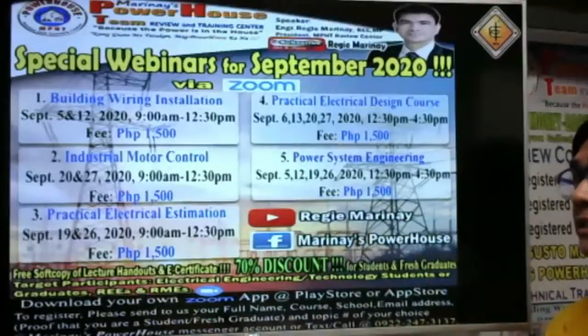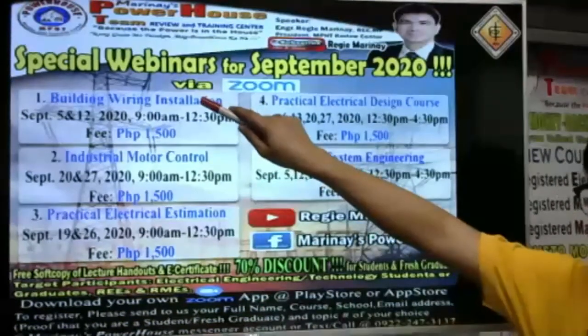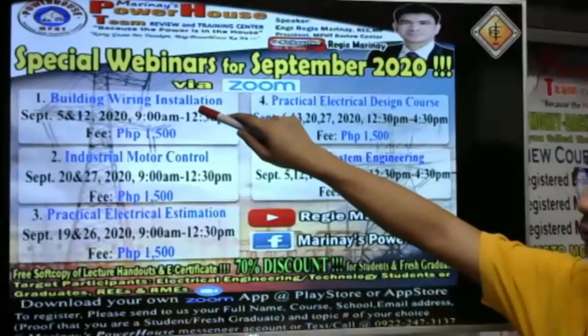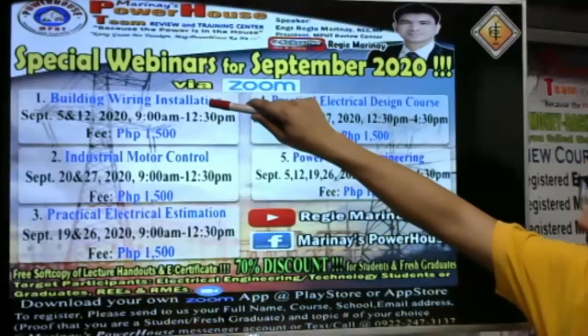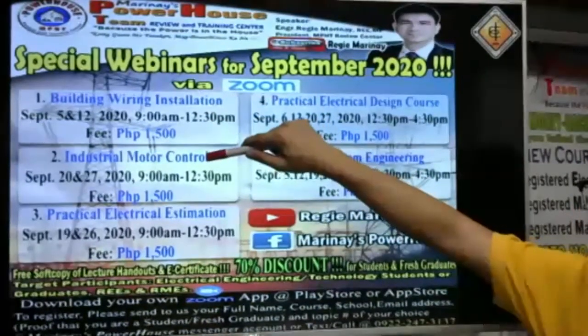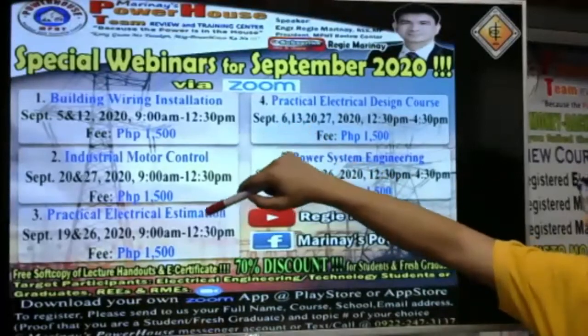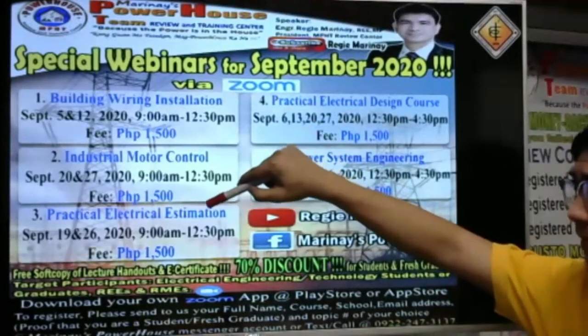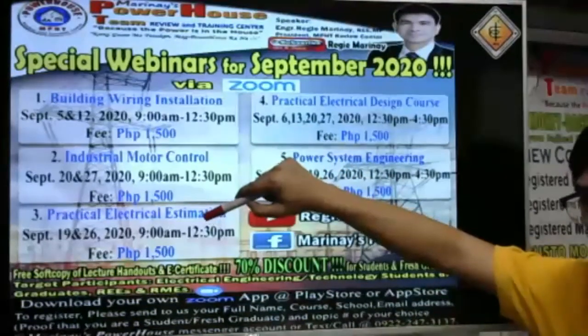Magsisimula po kami this coming Saturday. We will start this Saturday particularly on our building wiring installation. Pwede nyo pong i-avail kung anong gusto ninyo dyan. We have industrial motor control. We have the practical electrical estimation course. This is very practical in approach. Very nice course. Very useful in the field.